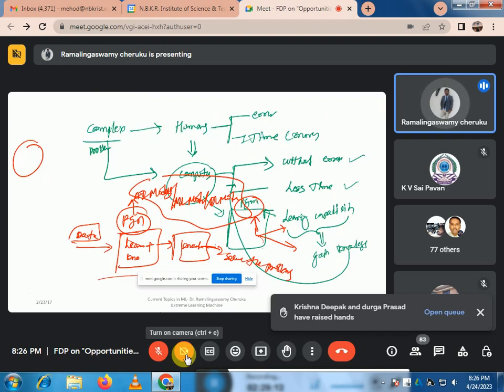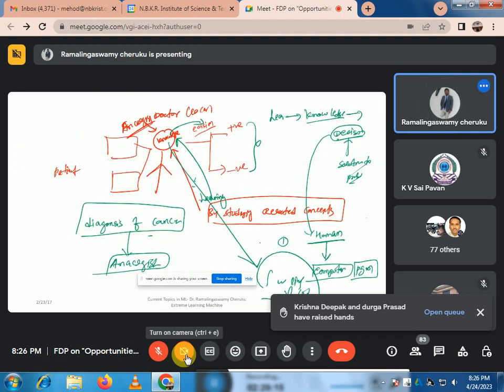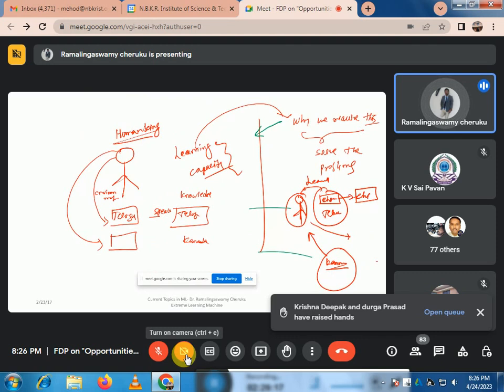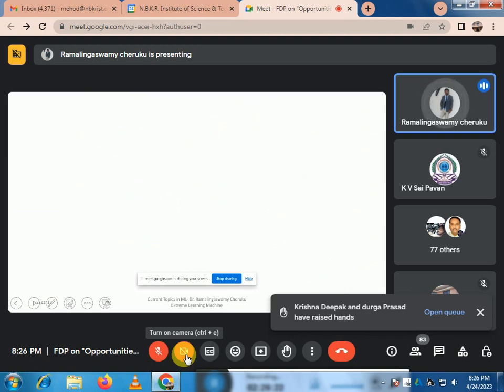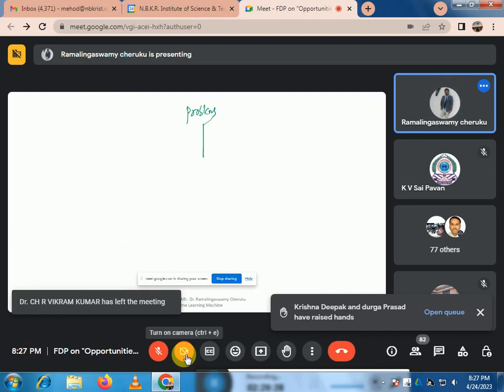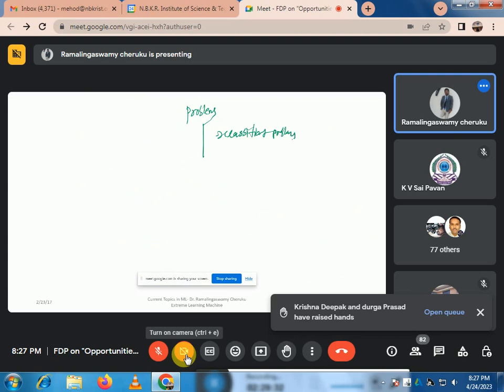So far, I discussed only one category of the problems. We have seen one category of problems, specifically called classification problems. A machine learning program which solves the classification problem is called a classifier.